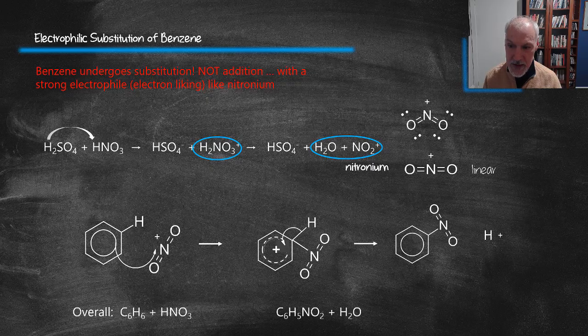If we look at the overall reaction, benzene plus nitric acid form nitrobenzene and water. The conditions needed for the reaction are a sulfuric acid catalyst. Remember that nitric acid and sulfuric acid are required to form our nitronium ion.